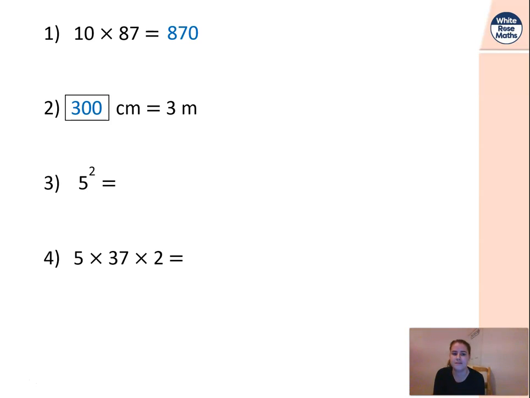Number 3, 5 squared is the same as 25. We multiply it by itself twice, 5 times 5. And here we can swap our numbers around to help us like we did yesterday. So 2 times 5 is 10. 10 times 37 is 370. Well done if you got all of those correct.